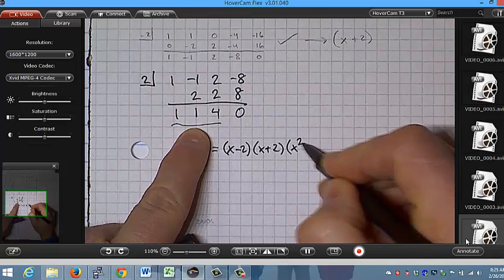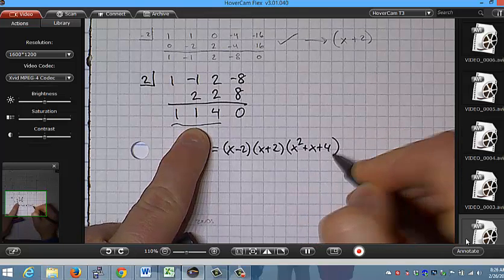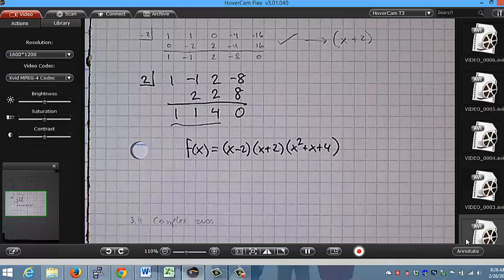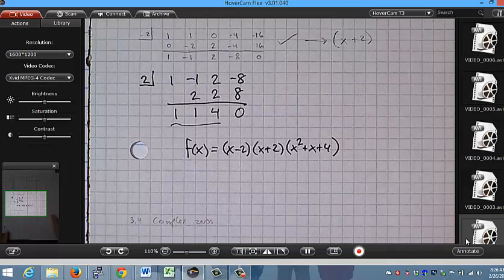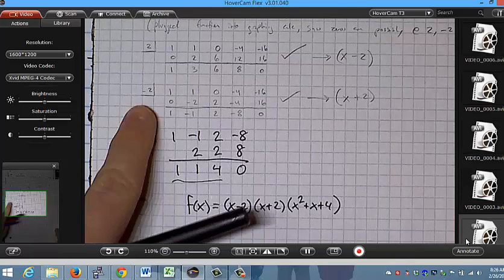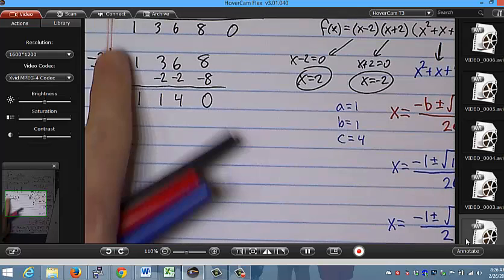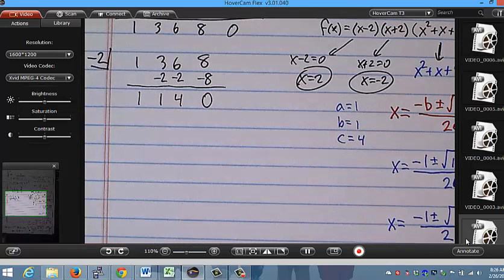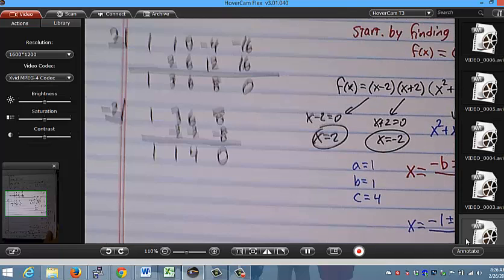Even though you went the different order, you did negative 2, then 2. I did 2 and then negative 2. You see the difference? Okay? But you want to keep going until you factor it all the way down, because it said find all the real zeros.